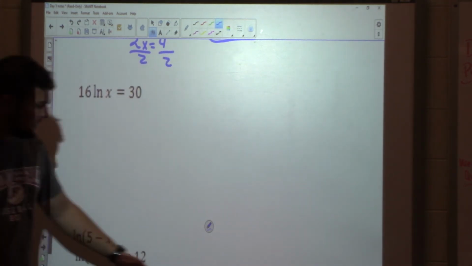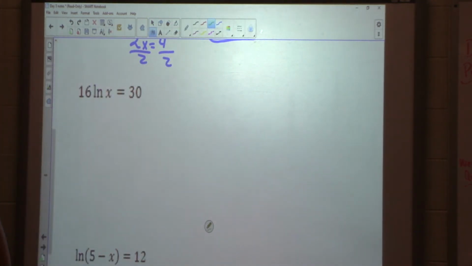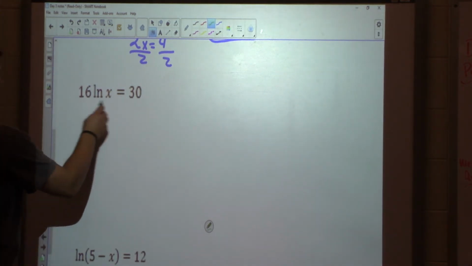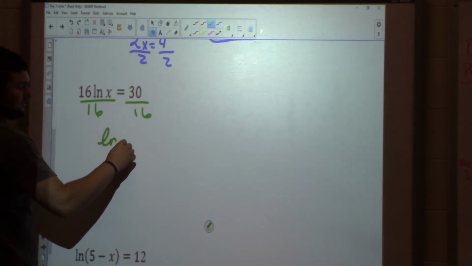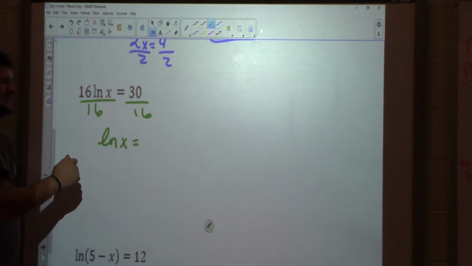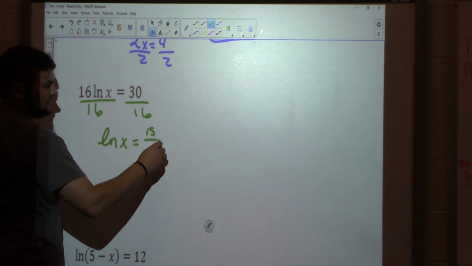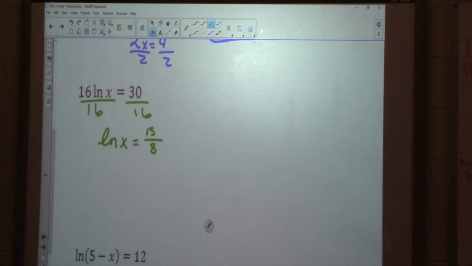16 times natural log of x equals 30. Step 1, isolate my log function. What do I have to do that? Divide by 16 on both sides. I'm left with natural log of x equals 15/8. Right? Then I need to switch it from log form to exponential.